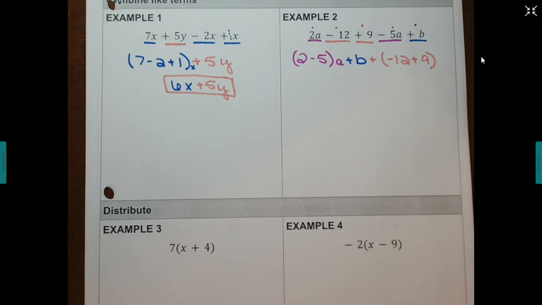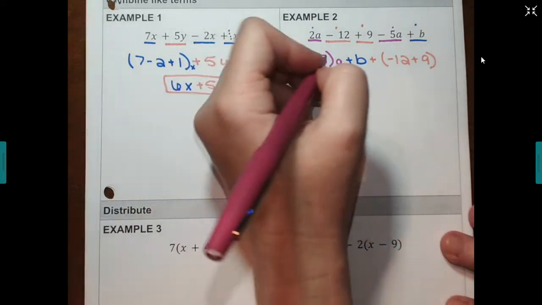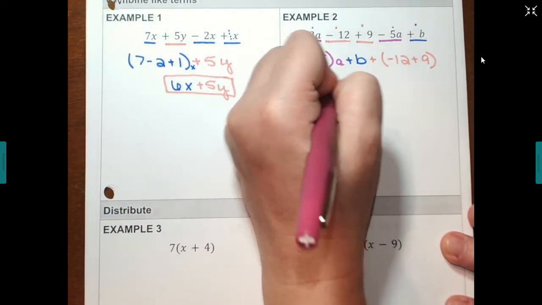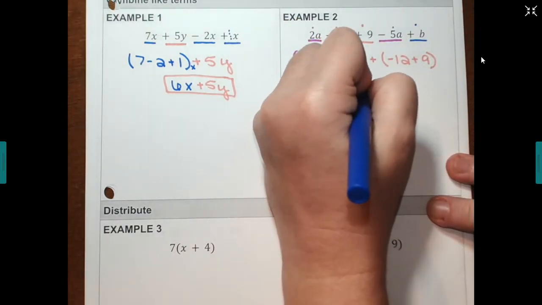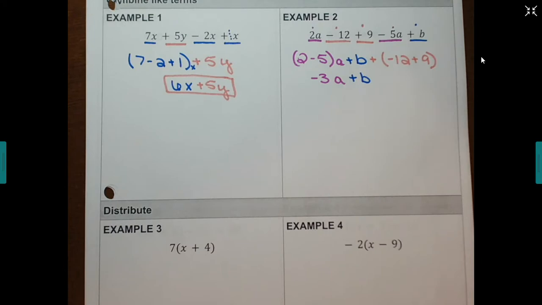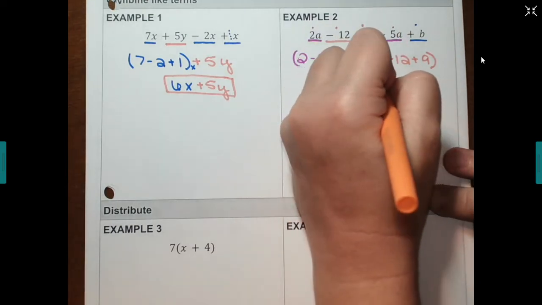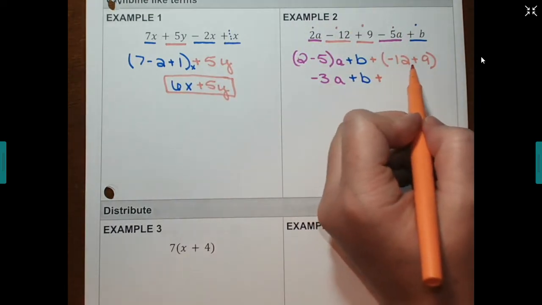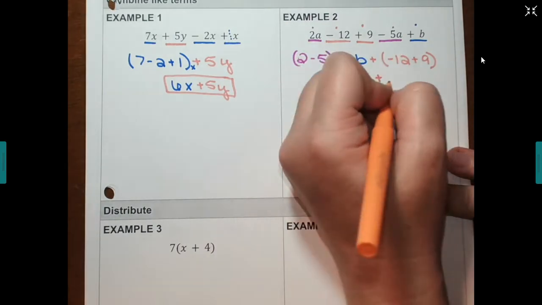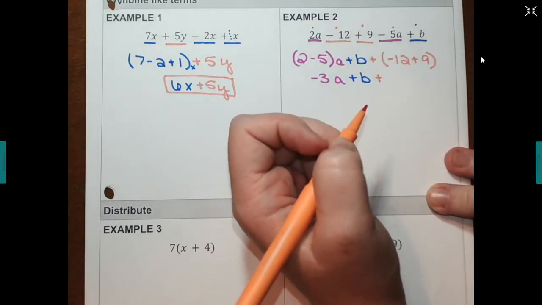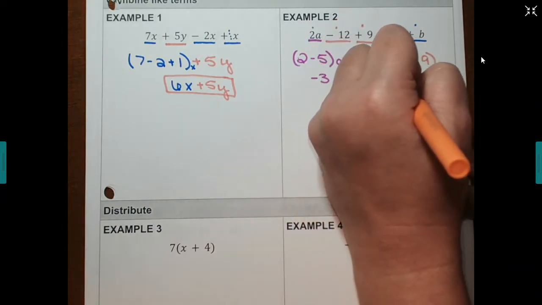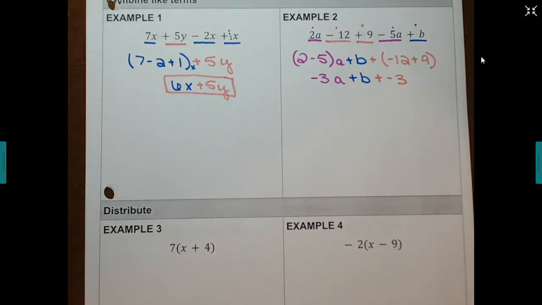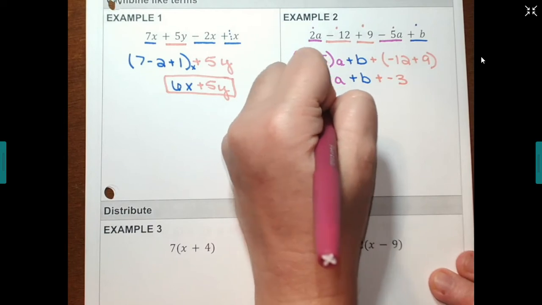Okay, 2 minus 5 is a great opportunity for Desmos. It's actually negative 3a plus b. And we're going to do plus negative 12 plus 9, which is actually negative 3. Okay, do you remember from earlier on what that plus minus can turn into? See if you can remember.